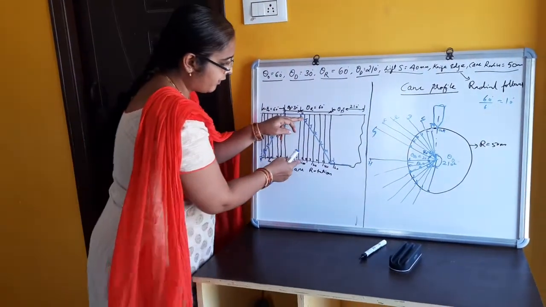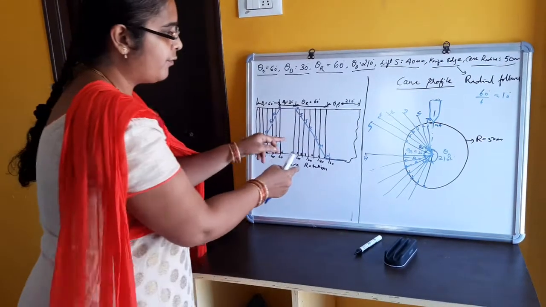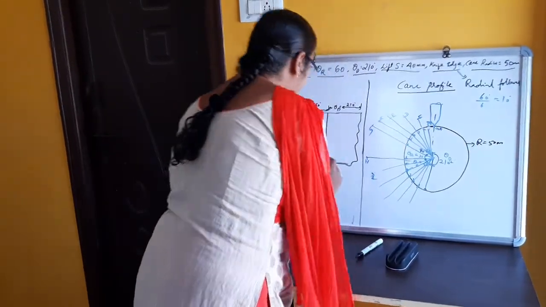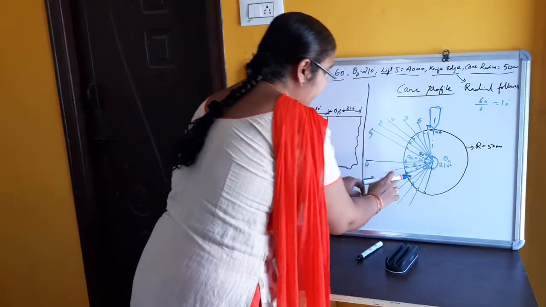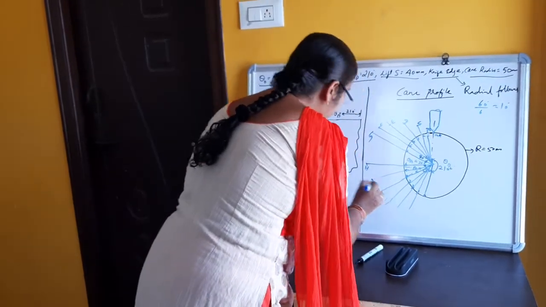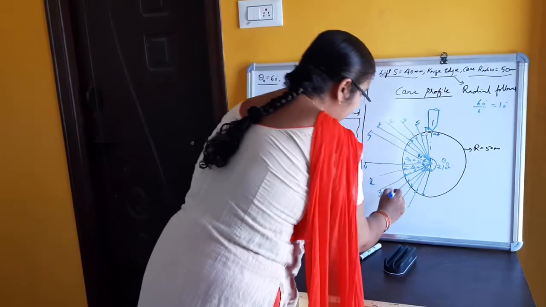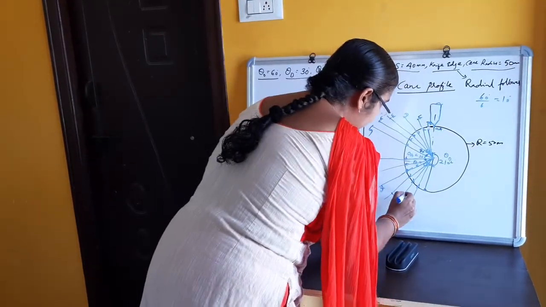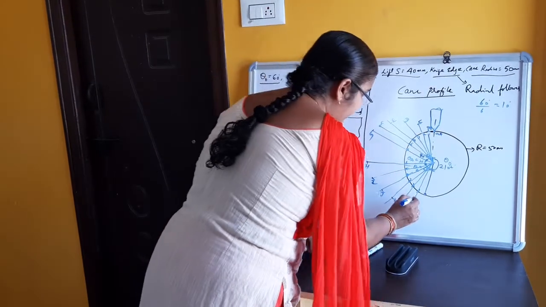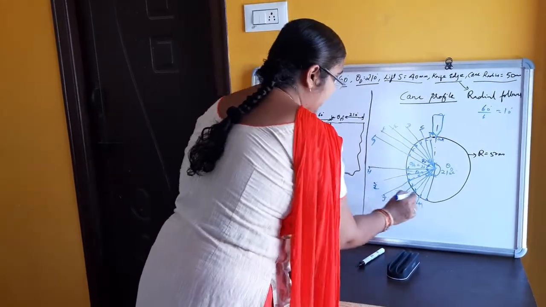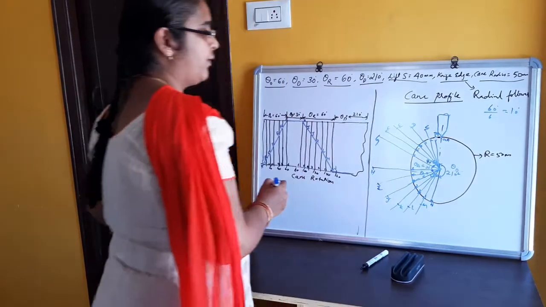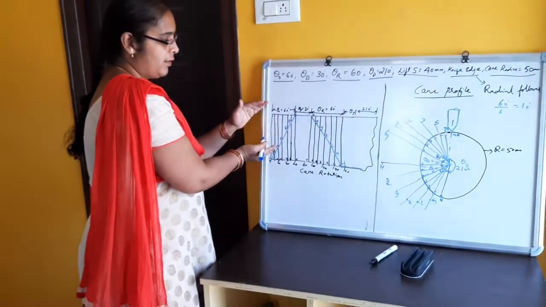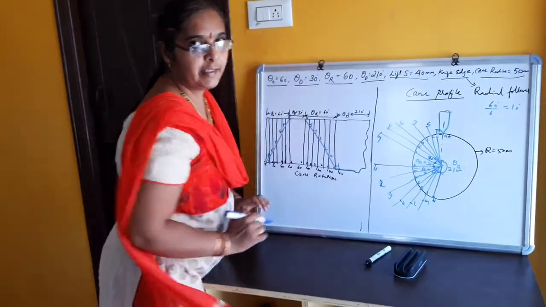Next, 5 to I. Measure the distance from 5 to I and transfer the same with the help of an arc. Next, 4 to J. Next, 3 to K. 2 to L. 1 to M. And N. Lastly is the N. Okay. So we have transferred all the distances from the displacement diagram to the cam profile.